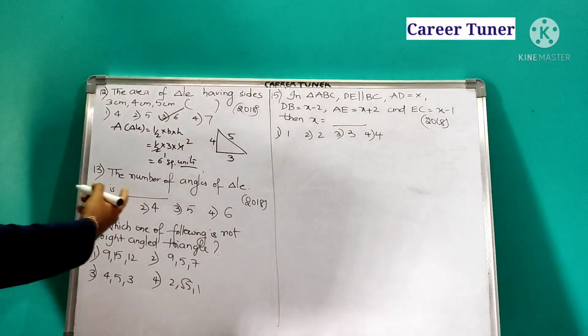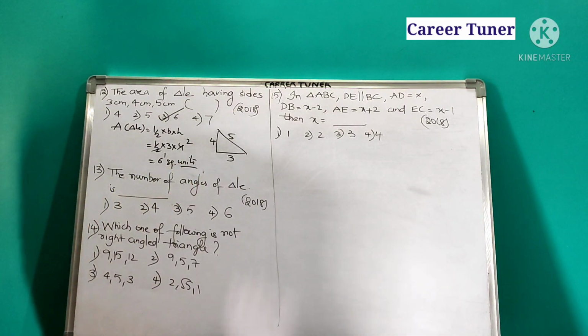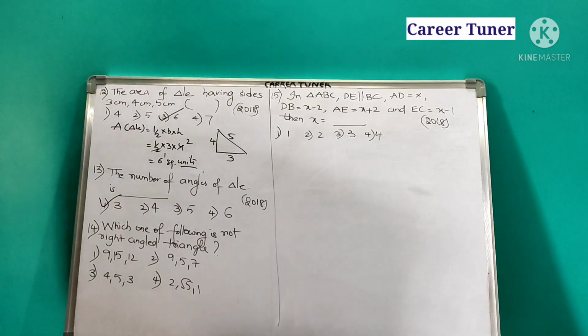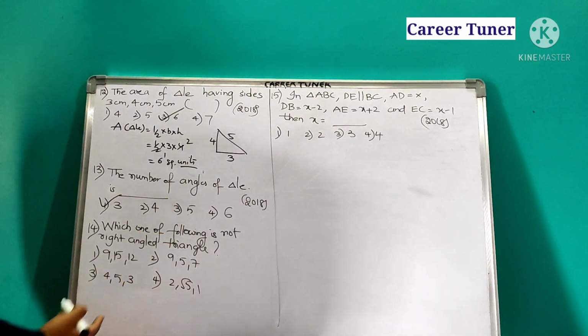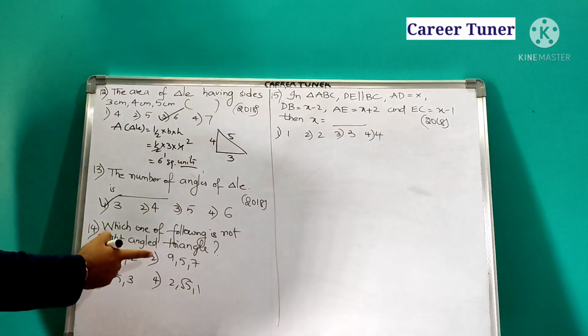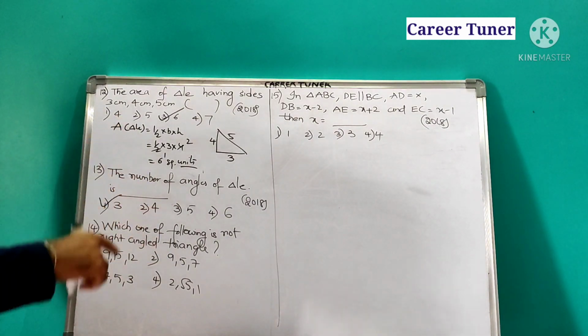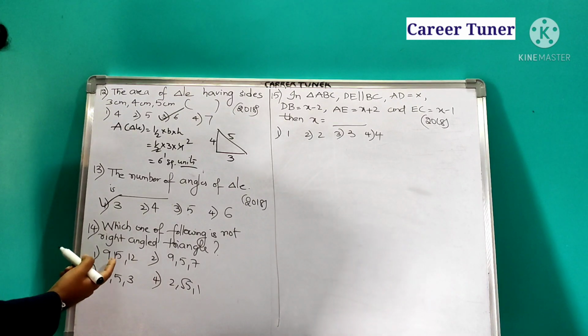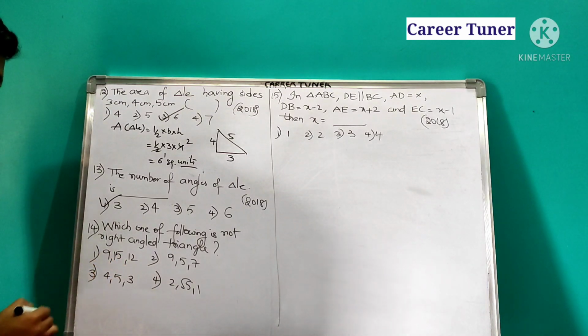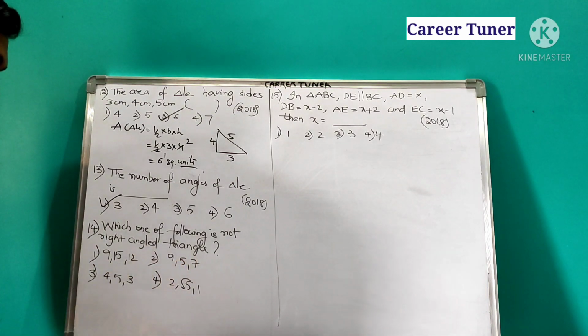So next, the number of angles of a triangle. A triangle has how many angles? 3 angles. Next, which one of the following is not a right angle triangle? If it is a right angle triangle, then all the sides should follow the Pythagoras theorem, so they should be triplets. So 9, 15, 12 is a Pythagorean triplet. 9, 5, 7 is not a Pythagorean triplet. So this will be our answer.